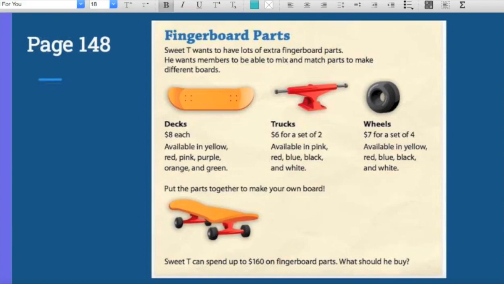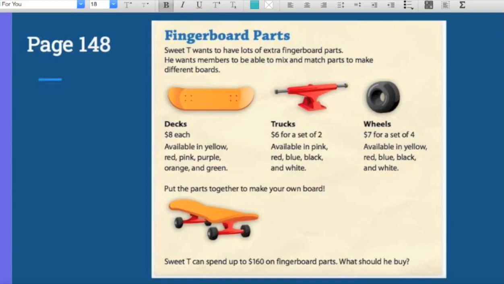So he's got decks, trucks, and wheels. Decks are $8 each, available in yellow, red, pink, purple, orange, and green. Trucks are $6 for a set of 2, available in pink, red, blue, black, and white. Wheels are $7 for a set of 4, available in yellow, red, blue, black, and white. It says put the parts together to make your own board.